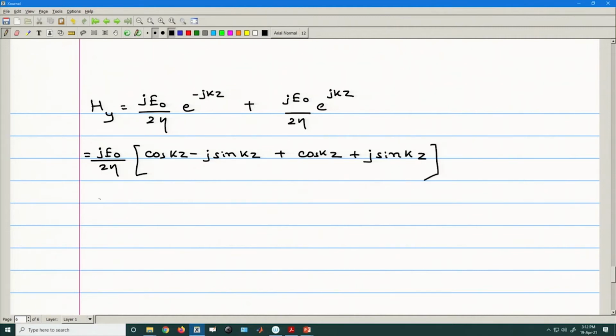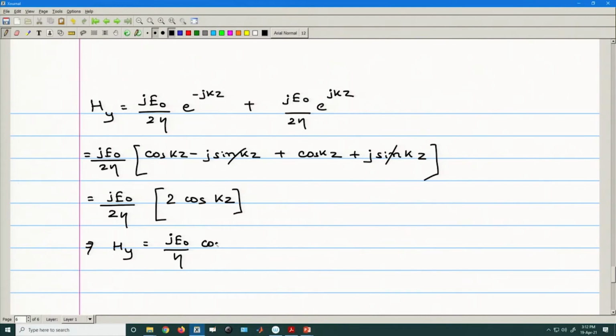Thus, this j sin kz gets cancelled out and we are left with j E naught by 2 eta times 2 cos of kz. This 2 cancels and we have Hy as j E naught by eta cos of kz. Let's denote this as equation number 2.